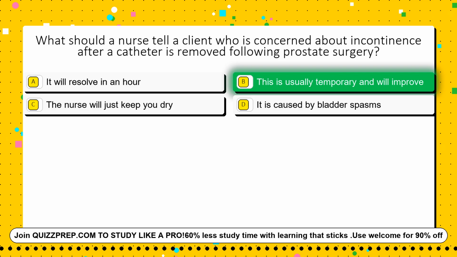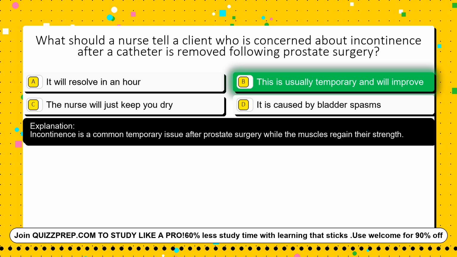The correct answer is option B. This is usually temporary and will improve. Incontinence is a common temporary issue after prostate surgery while the muscles regain their strength.